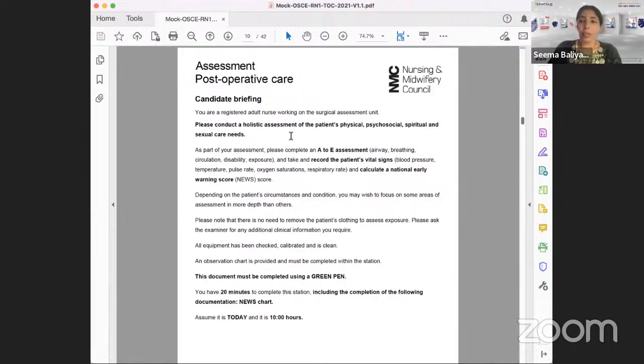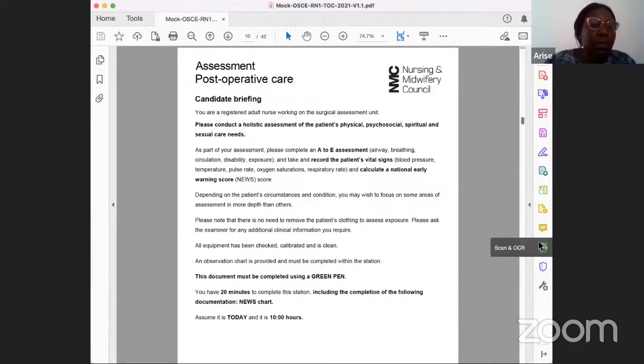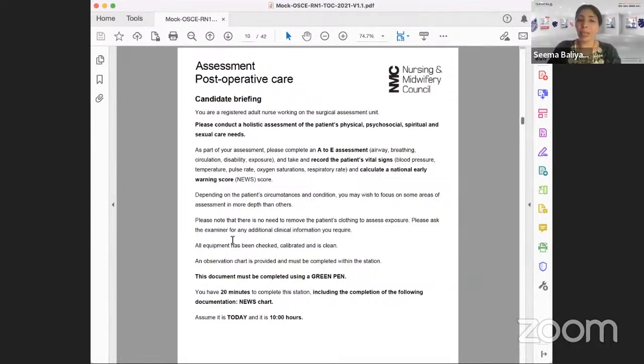Fine. So in the exam, you are going to get this type of candidate briefing, or the notes to the candidate, which is very important that you read properly, because this is going to tell you what you are supposed to be doing. So if we take an example of this scenario, it says that you are an adult nurse working on the surgical assessment unit. So it is telling you what your role is and in which unit you are working. Then it also tells you your task.